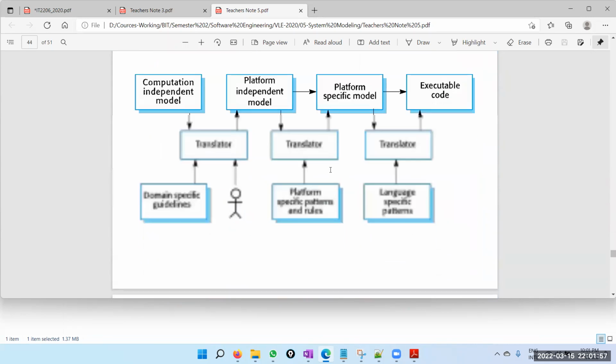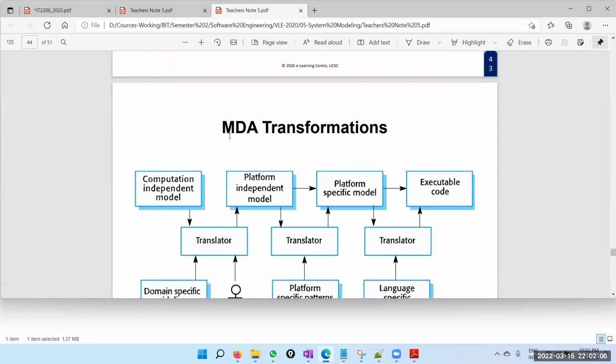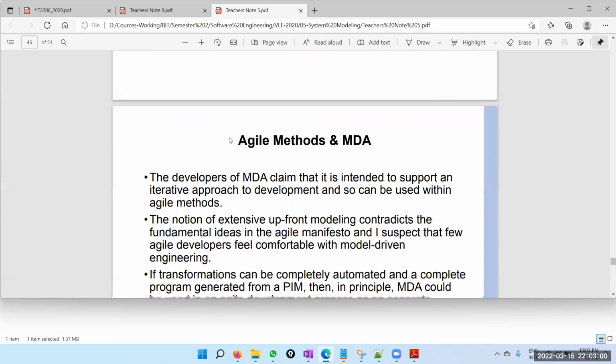Okay, MDA. There are three types of models: computation independent models, platform independent models, and platform specific models. Computation independent model means something like a normal ER diagram. Then platform specific: now the platform is decided, Java or .NET. Finally they execute code. When we are designing, first we are not thinking about any technology. We just design at the conceptual level. Then we decide on a platform, whether we go for Java or .NET. Then we modify it according to the limitations and features, and only then can we do the coding.